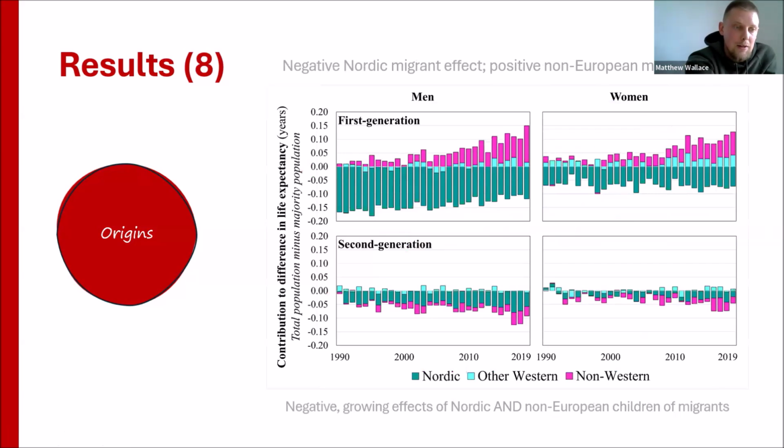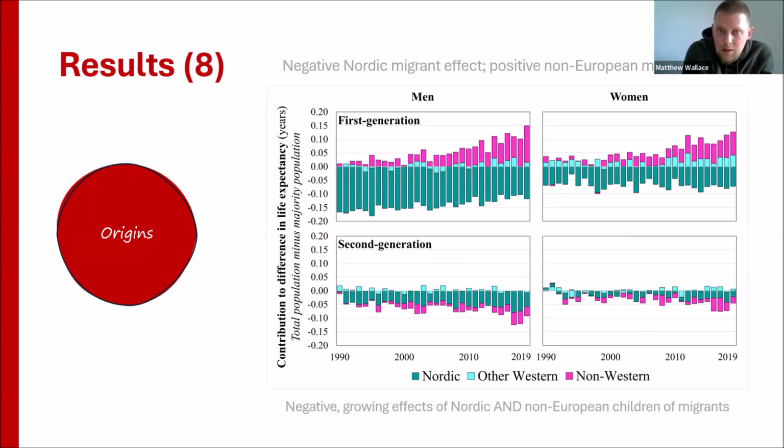So this is the last panel, I promise. And this represents a decomposition of contributions to differences in life expectancies by migrant and the children of migrants' origins, or parental origins, right? So we have first generation along the top. We have second generation, children of migrants, along the bottom. Men form the first column and women form the second. The color is consistent with previous visualizations. So the Nordic are teal, the Western are light blue, and the non-European, sorry, are in pink there.